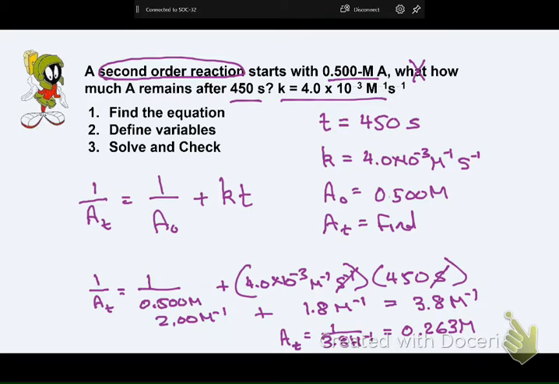The last thing you have to do is you have to check to see that it makes sense, right? So I started with 0.5, right? And over time, you expect the concentration to go down, right? So as long as your answer is lower, at least it's headed in the right direction. That's the only way you can really check this right now. Just look to see if the concentration is lower than what you started. You can also plug the numbers in and see if you get the left side and right side equal to each other. So there's other ways that you can do it.